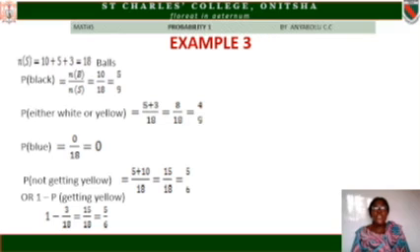Probability of not getting yellow means 1 minus probability of getting yellow. That is 1 minus 3 over 18, which simplifies to 5 over 6. Or you say getting others, 5 plus 10 over 18 equals 15 over 18, which is 5 over 6.